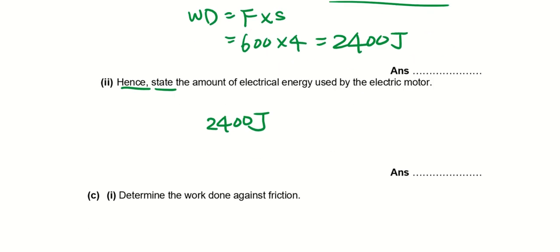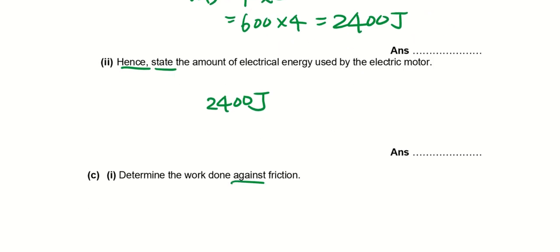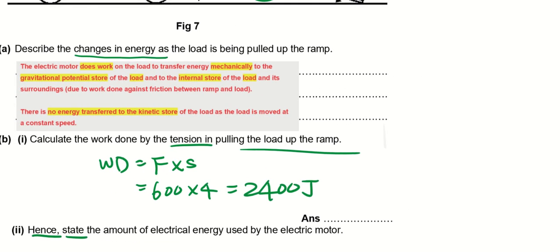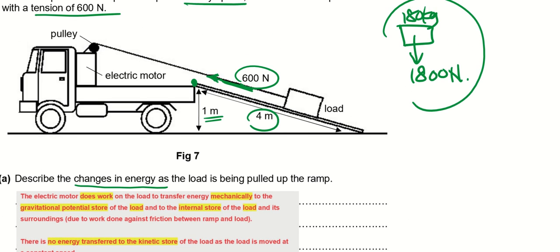So C1, determine the work done against friction. How do we know that there's friction? Now, I was talking about this just now. What if I didn't use the electric motor? Okay, this part is very important because the slope kind of question always baffles students during test and exam, right? So, what happens if I don't use this electric motor and I don't use this pulley system?